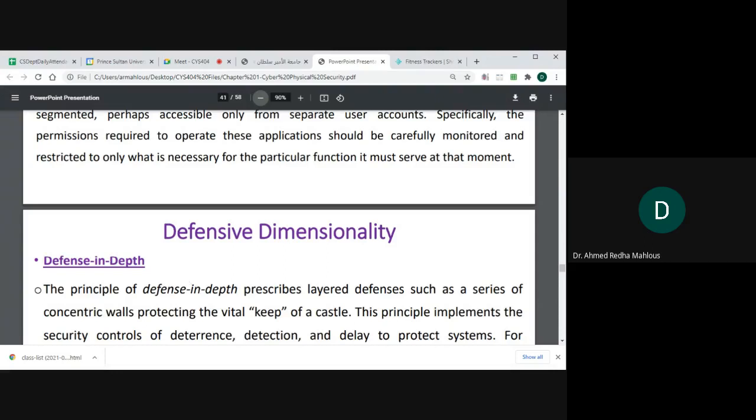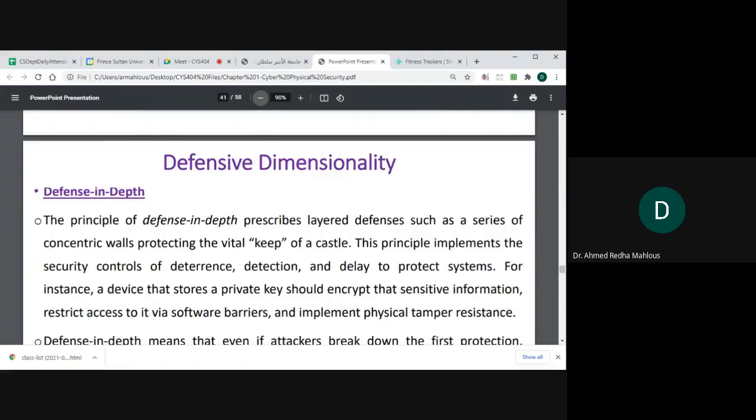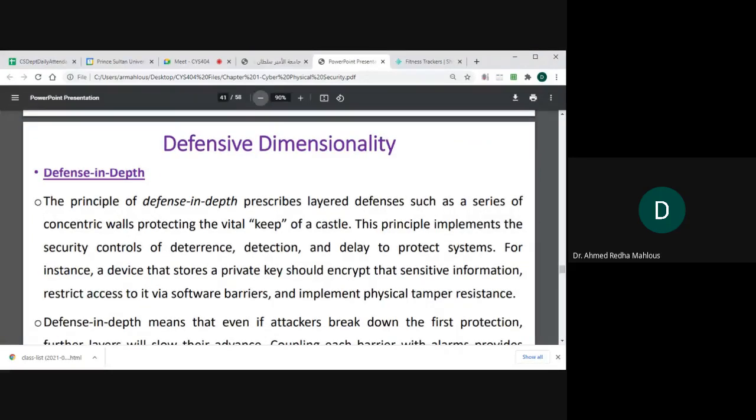You can have firewalls, intrusion detection systems, access control, physical security guards, and all the stuff that are considered as layers of defense. If one of the layers is bypassed, or someone managed to break the first layer, he will find another layer, and a second layer, and so on. This is with relation to the defense in depth.